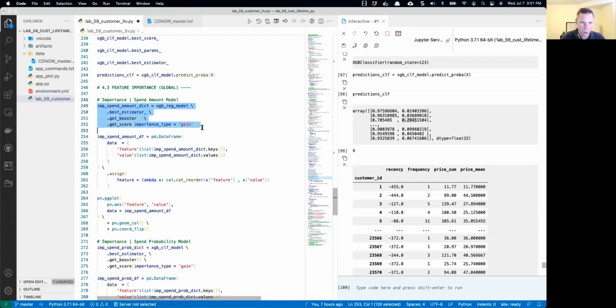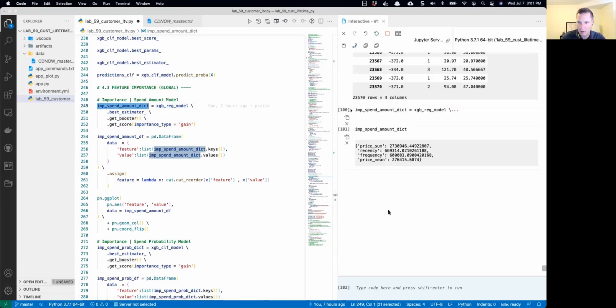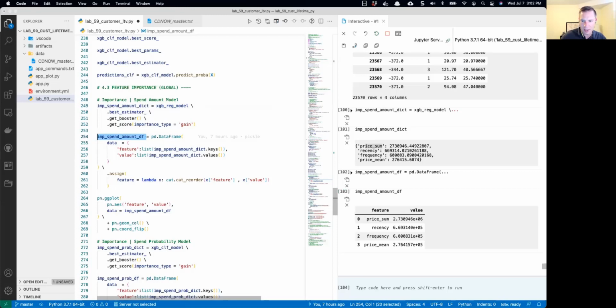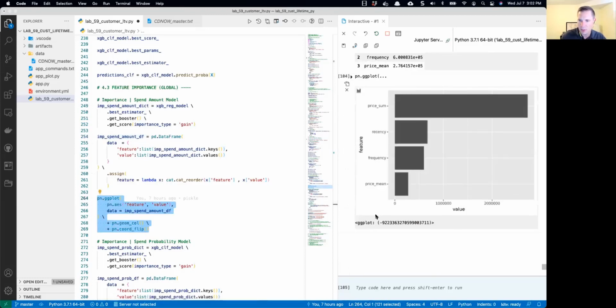What we can do is just quickly get what's called the importance. So variable importance, and how we access that is we grab our best estimator, we get the booster, and we get the score from the booster. And this gives us a dictionary of each of the features and what the relative importance was. So for this first one, price sum was the most important feature. So let's take a look at this. I'm just going to reformat the data a little bit using some Pandas wrangling, and it puts it into a data frame. And then I can plot that with plot9. So shift enter, and this is what that plot looks like.